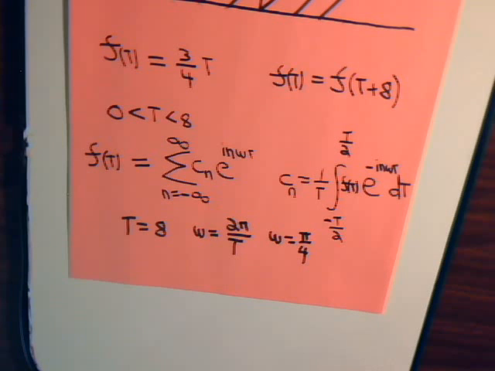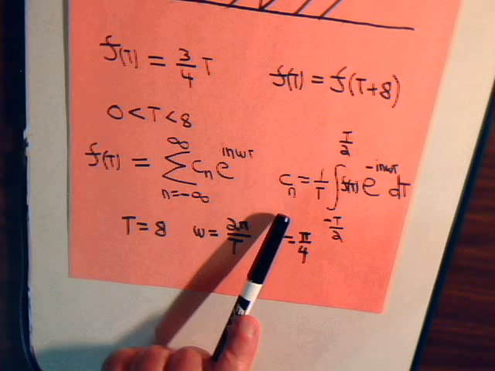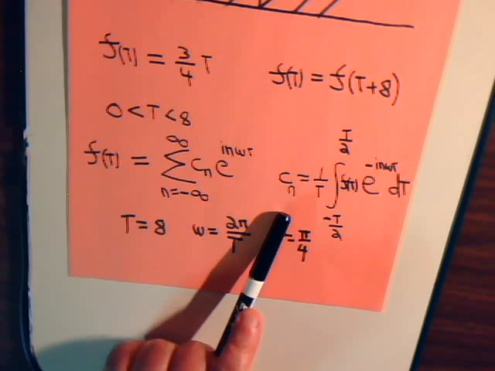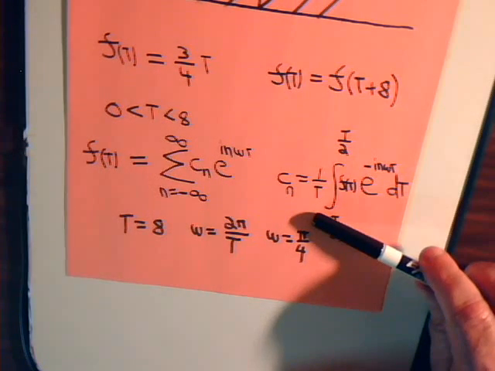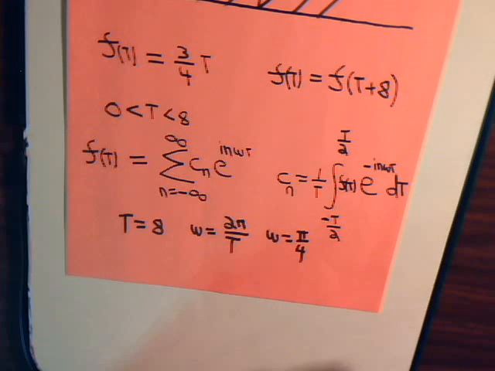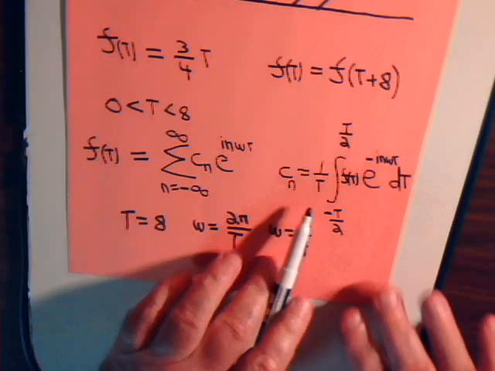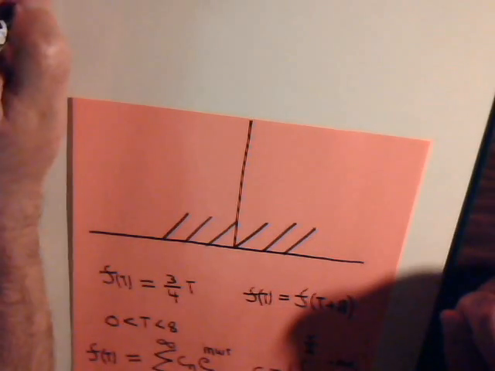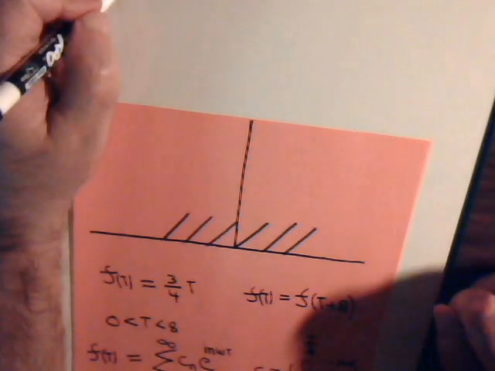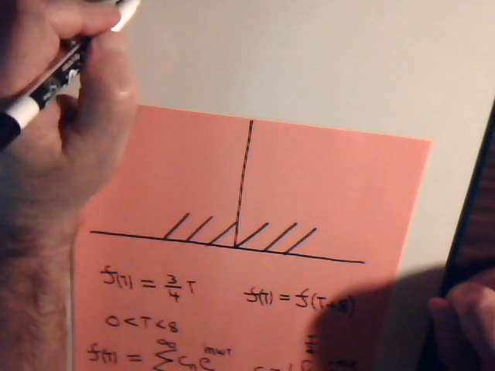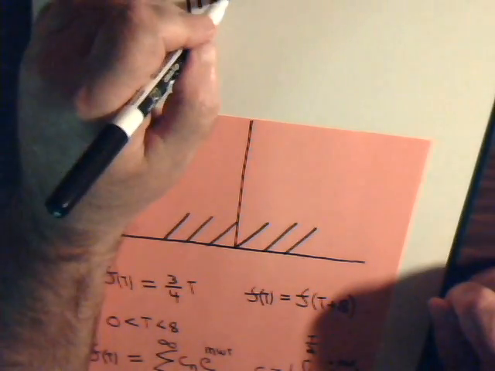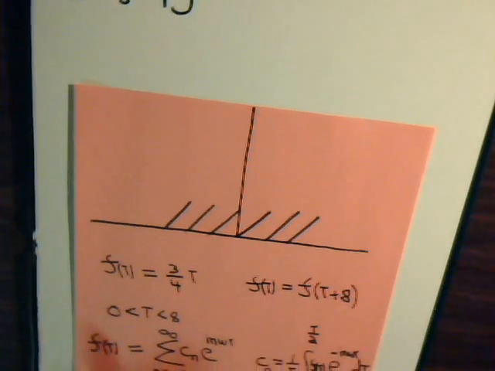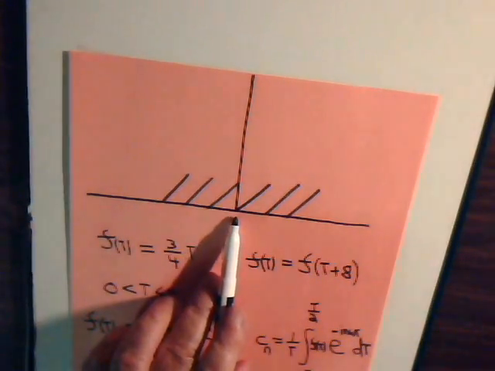So let's do the simple thing. Let's determine what c sub n is, or maybe even more basic, c0. So n is 0, then we're just going to have 1 over t, and then here this would just be 3/4 t, and this of course is 1 over 8. So c sub 0 will equal 1 over 8 times the integral of 3/4 t dt, and we can take this integrating from 0 to 8.